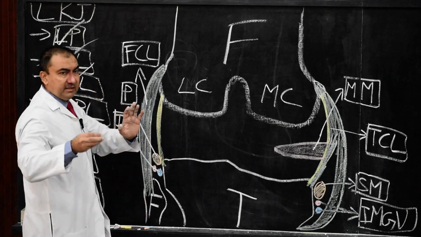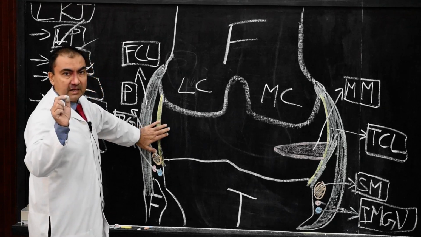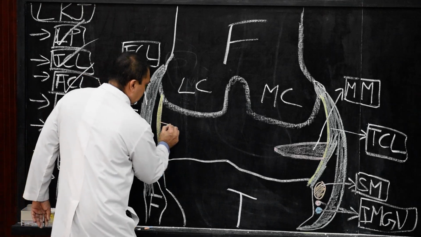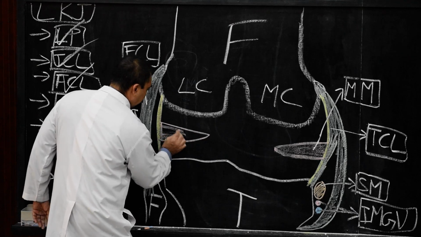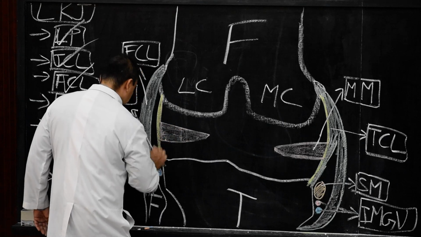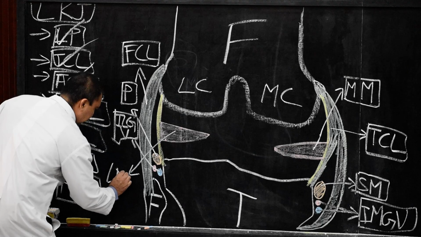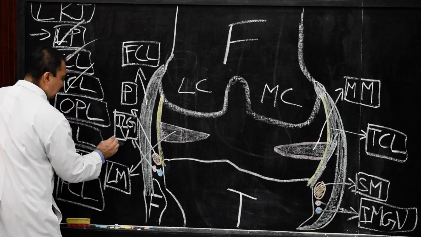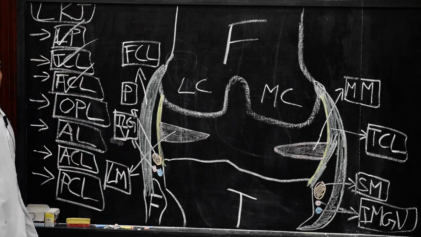The peripheral margin of the lateral meniscus is attached to the capsule only. It will not be attached to the fibular collateral ligament. So this is how you draw the lateral meniscus, which is attached to the capsule by its peripheral margin. And please mark here, this will be lateral meniscus. So therefore, here we finish the fibular collateral ligament.